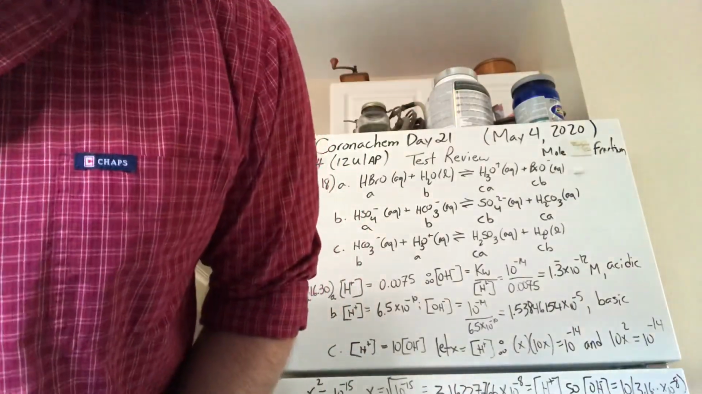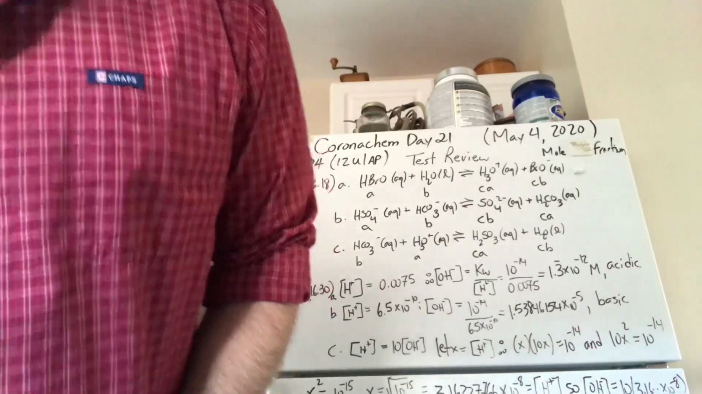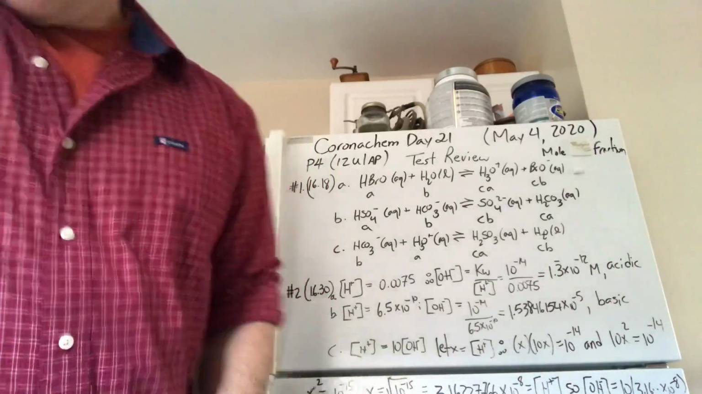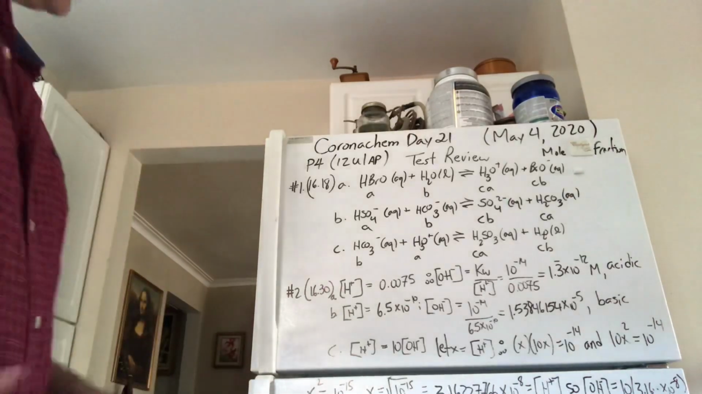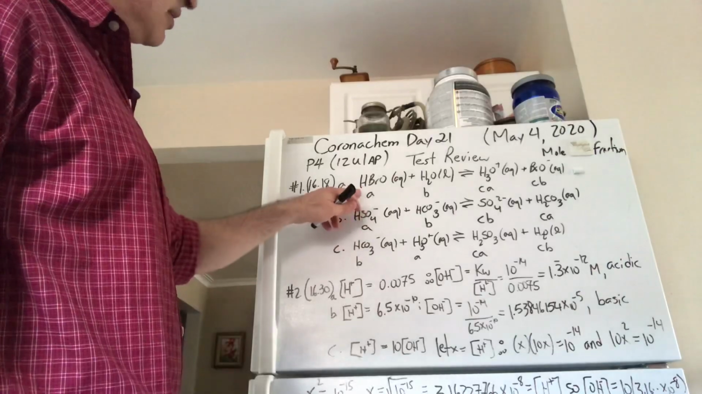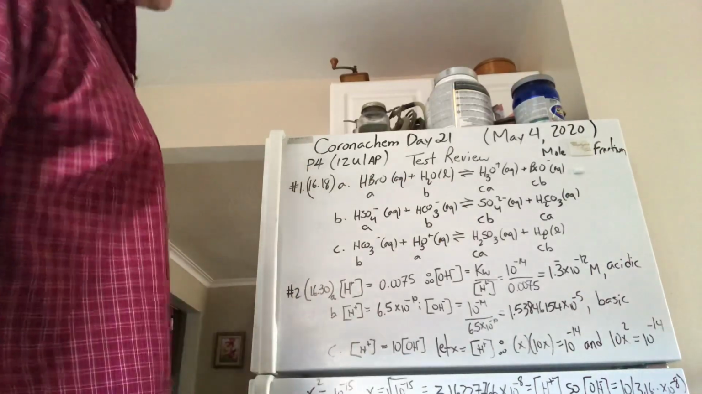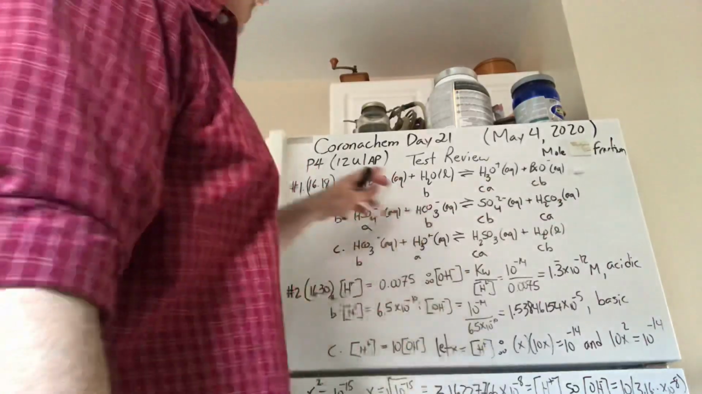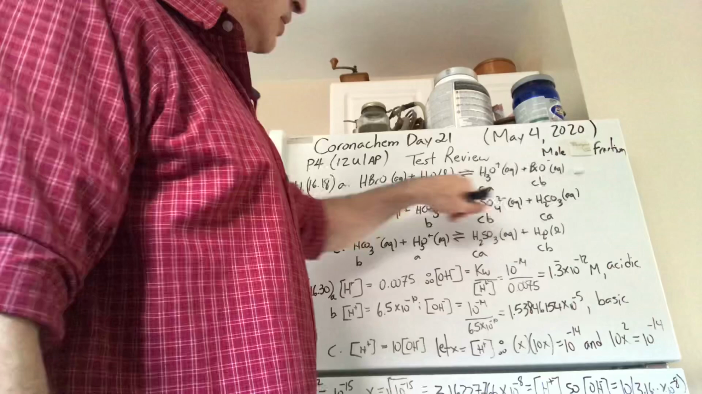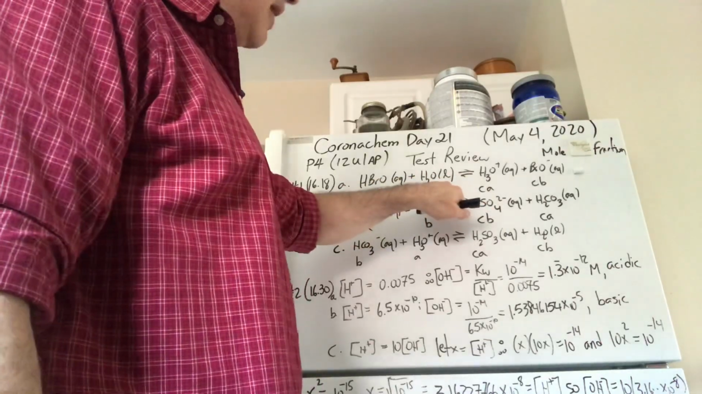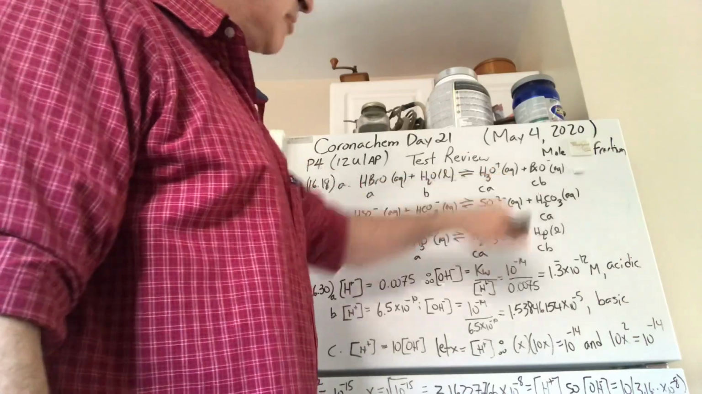So in 18, it shows you hypobromous acid and water. So this is the acid. So A stands for acid, B for base, Ca stands for conjugate acid, Cb for conjugate base. So this is the acid, there's its conjugate base. Here's the water acting as a base, and then once it's been protonated, it becomes the conjugate acid.